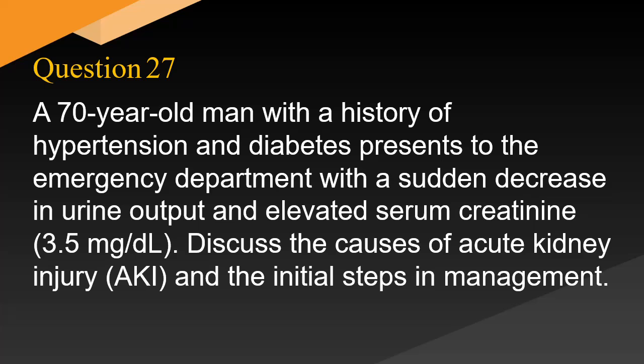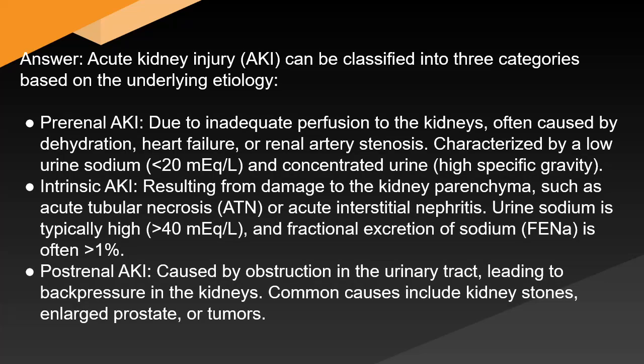Discuss the causes of acute kidney injury, and the initial steps in management. Answer: acute kidney injury can be classified into three categories based on the underlying etiology. Prerenal, due to inadequate perfusion to the kidneys, often caused by dehydration, heart failure, or renal artery stenosis, characterized by low urine sodium and low fractional excretion of sodium.